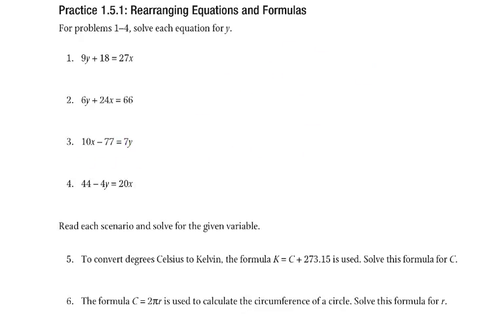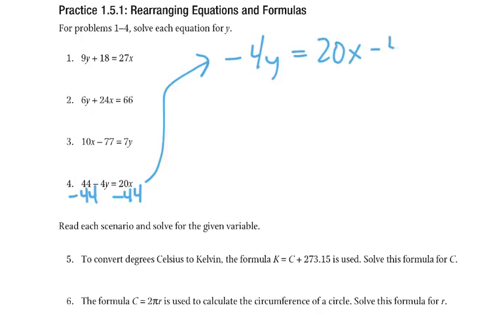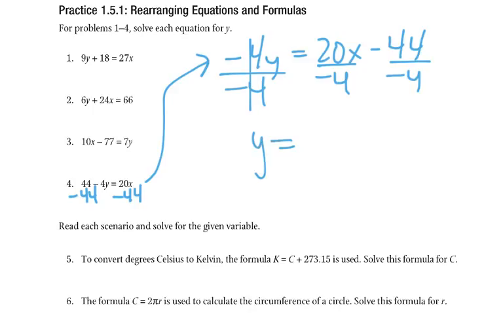Okay, number 4. So we would subtract 44. So we'd be left with negative 4y, because that minus stays with the 4y, equals 20x minus 44. Divide by negative 4. That becomes 1, so we get y equals 20 divided by negative 4, which is negative 5x. Negative 44 divided by negative 4 would give us a positive 11.